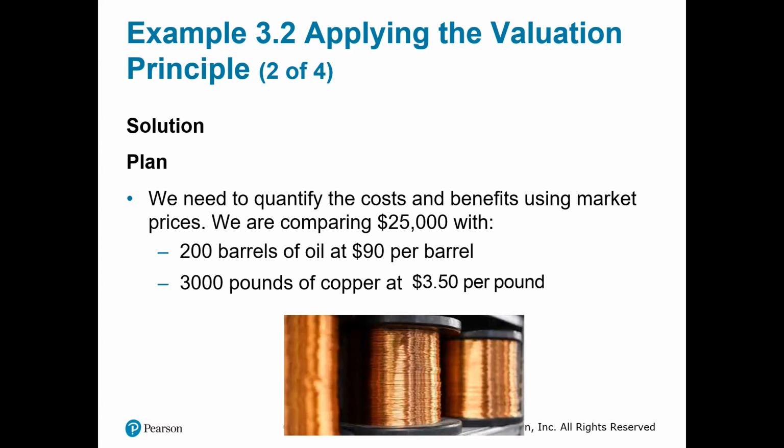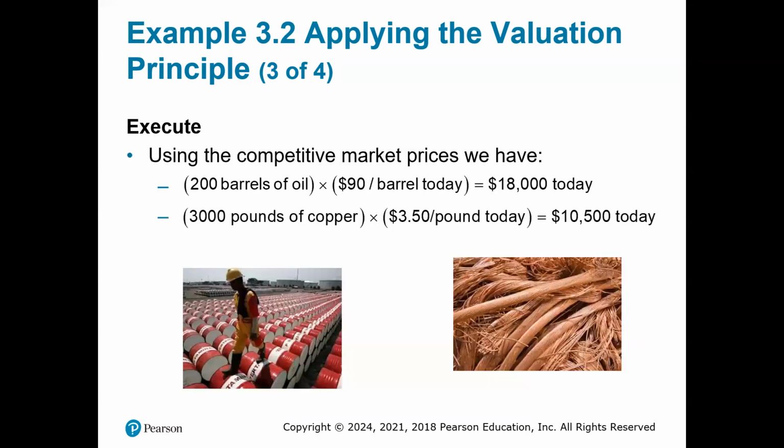First, we need to quantify the costs and benefits using market prices. We are comparing $25,000 with 200 barrels of oil at $90 per barrel, and 3,000 pounds of copper at $3.50 per pound. Using the competitive market price we have, 200 barrels of oil times $90 per barrel today will give us $18,000 today. 3,000 pounds of copper times $3.50 per pound today will give us $10,500 today.